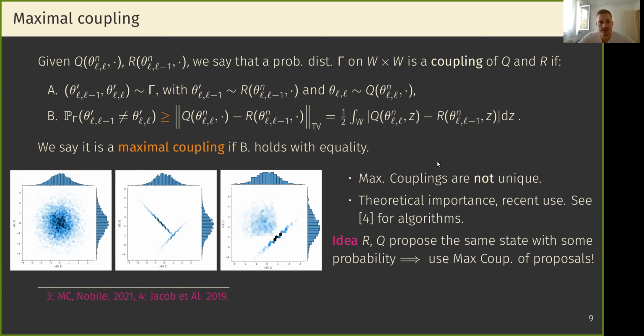It's worth mentioning that these coupling ideas are not necessarily new. They have been around since the 80s, mostly to construct convergence arguments for Markov chains, and they have recently started gaining more computational use, particularly through these works by Pierre Jacob and others. So what is our idea? If you think of R and Q as random walk Metropolis proposals, what we aim at doing is coupling these two proposals using a maximal coupling.